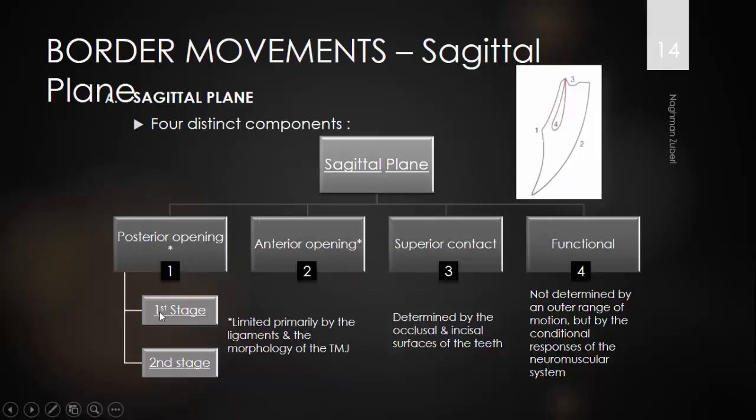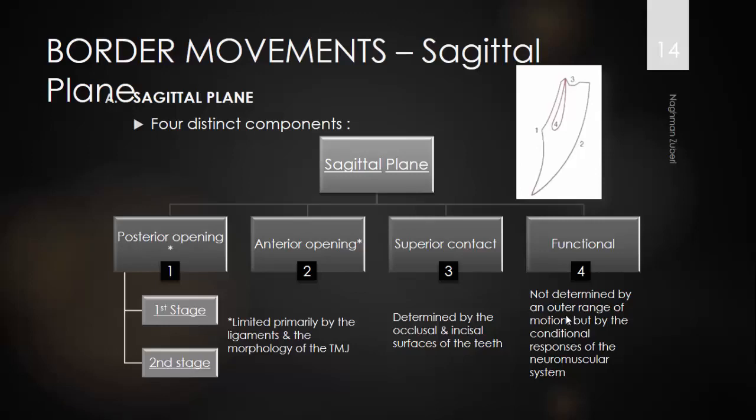Sagittal plane, 4 distinct components. The posterior opening, it has 2 stages. The anterior opening limited primarily by the ligaments and morphology of the TMJ. Superior contact determined by the occlusal and incisal surfaces of the teeth. Here it may have a shift from centric relation to centric occlusion. Functional, not determined by an outer range of motion but by the conditional responses of the neuromuscular system.